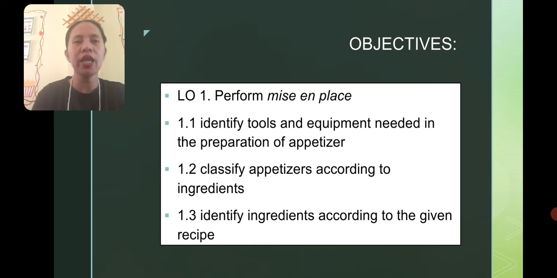Objectives. Learning Outcome 1, Perform mise en place. Identify tools and equipment needed in the preparation of appetizers. Classify appetizers according to ingredients and identify ingredients according to the given recipe.